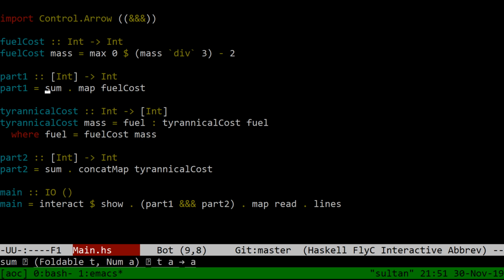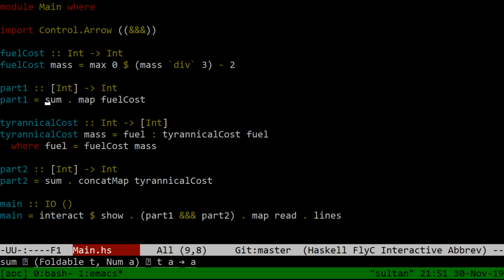I wrote it in less time than it's taking me to read it to you. Fuel cost, also pretty simple. Actually, this is what I had written, because that seemed sufficient after part 1. Divide the mass by 3 and subtract 2. And that's what it told us to do, right? And when we run this, we get the right answer. I won't run it for you now, but it works. So let's get to part 2.